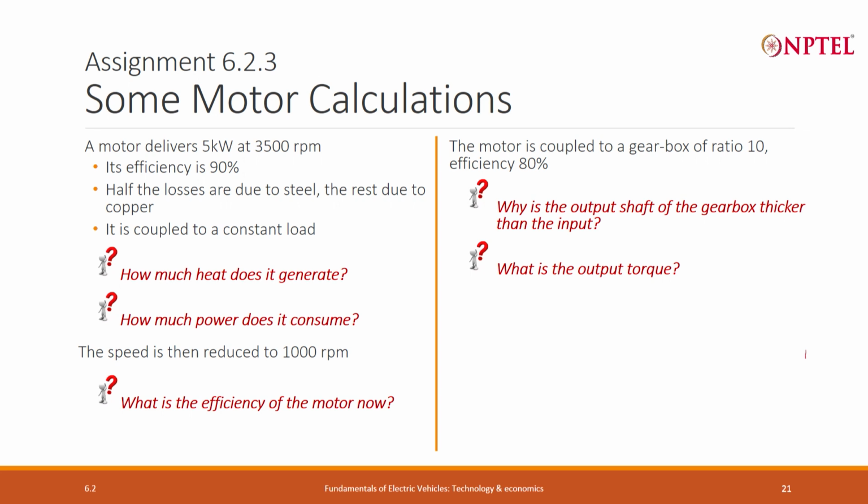The next part of this question is that we are coupling this motor to a gearbox whose ratio is 10. In this case, I have said both are equal at 3500 rpm, but the computation that I am asking you to do is what will happen when the speed reduces to 1000 rpm.